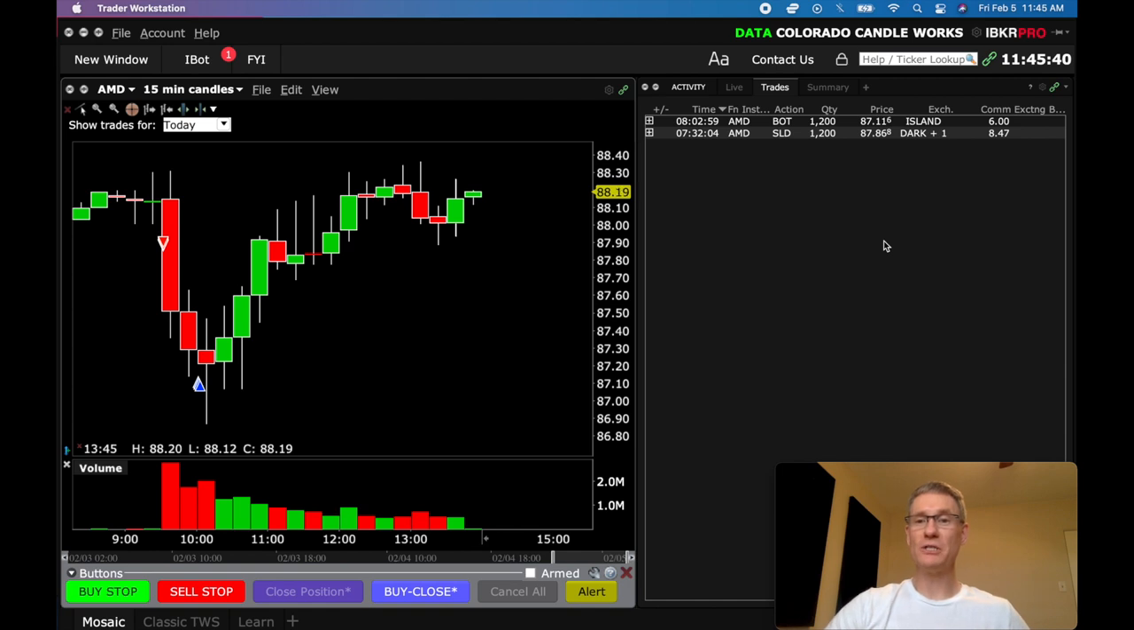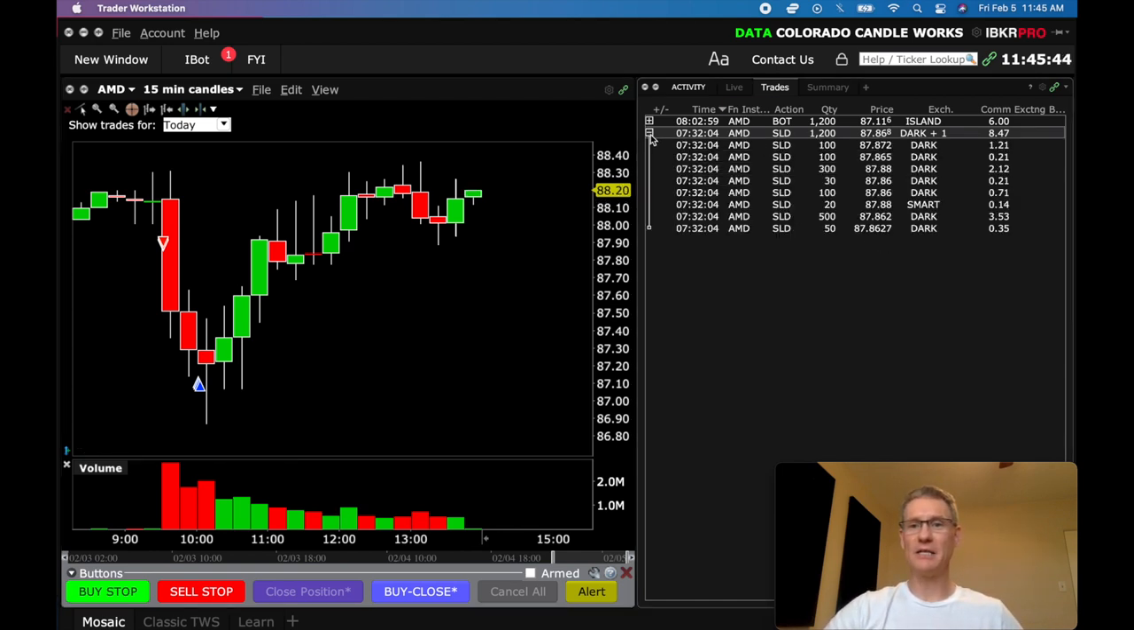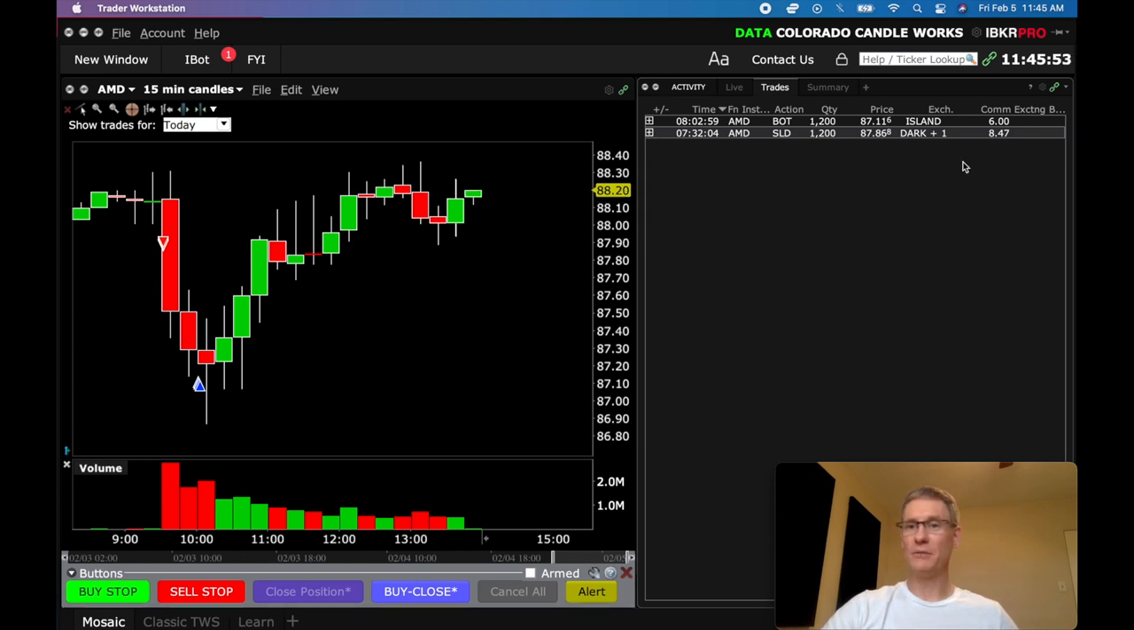So for commissions on the day, here is my activity panel. These are my trades. I can expand them to show you all the exchanges, the dark exchange, the island exchange. I can show you all the fills. But ultimately, to get short on this trade, it cost me $8.47. And then to cover the position and get out on those three fills, it cost me another $6. I'm thrilled to pay this money for these amazing, silky smooth fills.